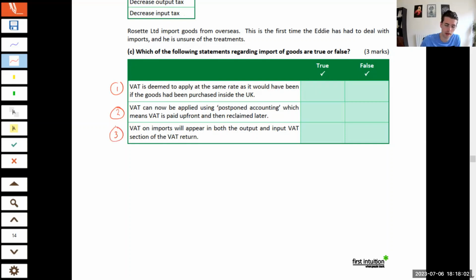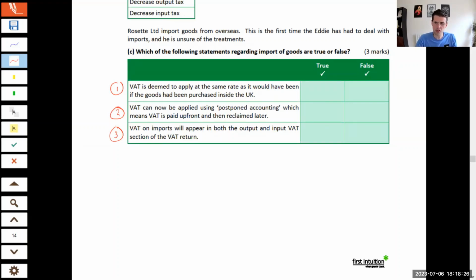Number three, VAT on import will appear in both the output and input VAT section on a VAT return. Okay, let's just start plugging into these. And again, this is where your reference material can help you a little bit, but these general true or false ones are where we start to stretch our understanding a little bit.